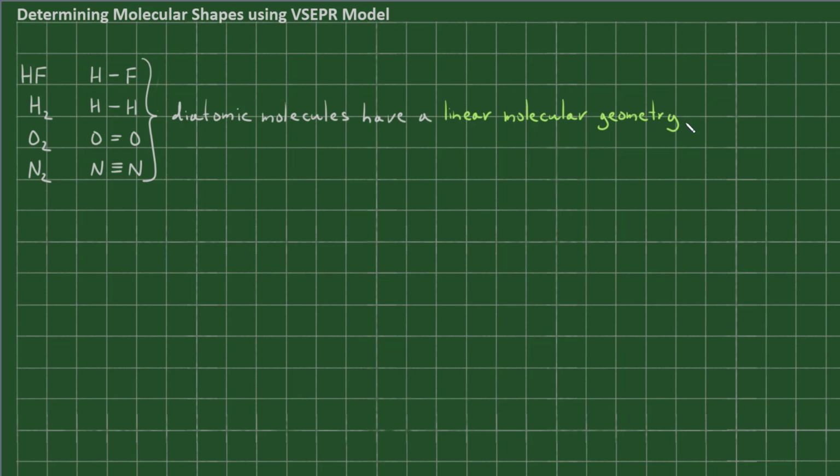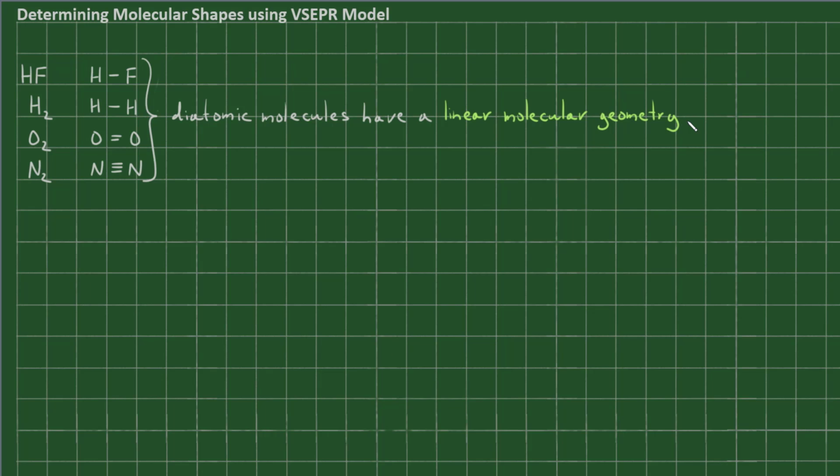Well, that was surprisingly easy. I didn't even use the valence shell electron pair repulsion model. And if all we had are diatomic molecules, we could call it a day here. Unfortunately, most molecules are polyatomic. They are made up of more than just two atoms.